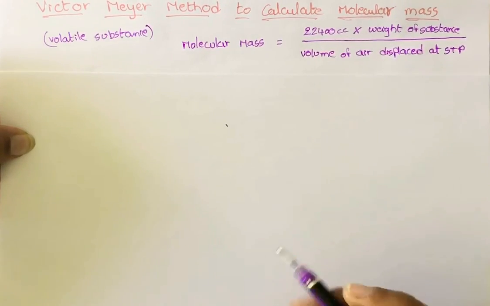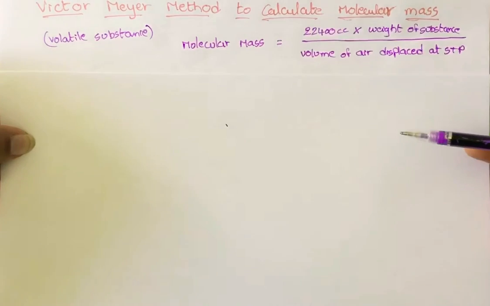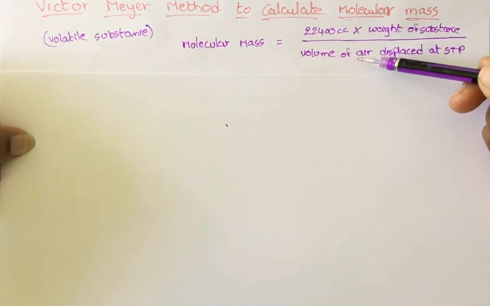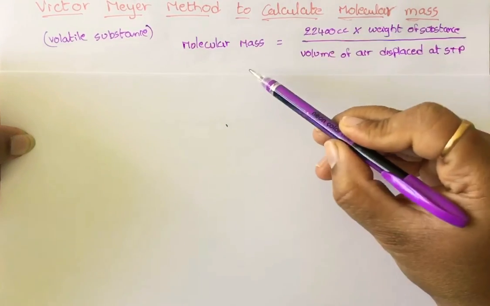So whenever a volatile compound is there, it has to be taken in a tube called Victor Meyer tube and it has to be heated. Whenever it is converted into vapor, it will displace the air which is there in the tube. That has to be measured. That is the volume of air displaced at STP. What else do we have to know to calculate the molecular mass?